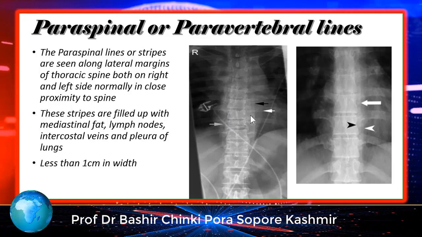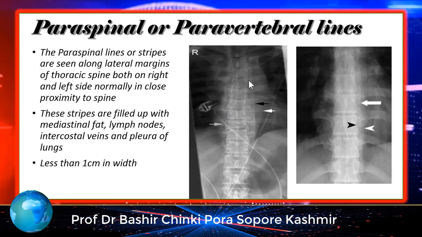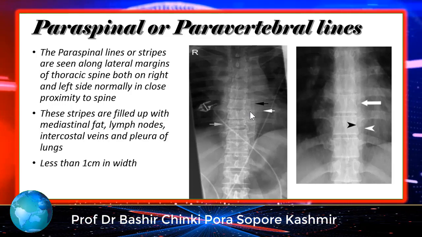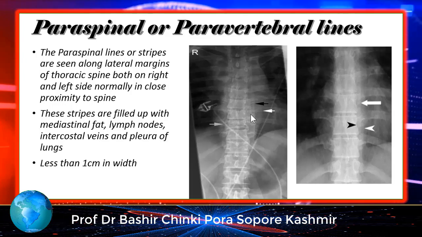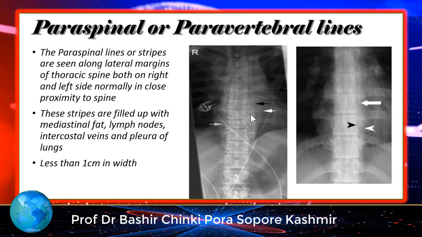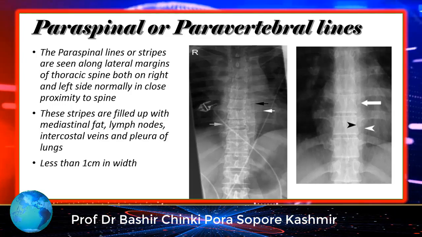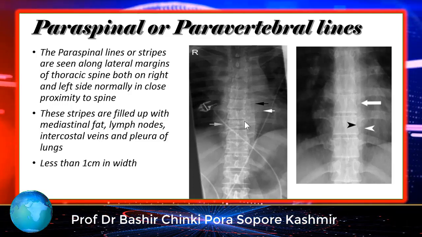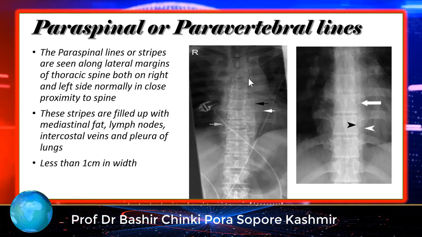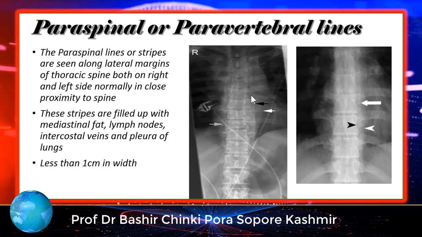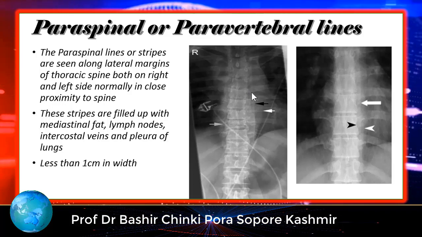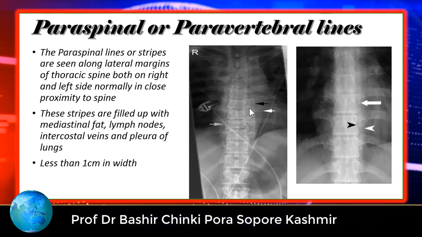This is on the left side, and these strips are filled up with mediastinal fat, lymph nodes, intercostal veins, and pleura of the lungs. And it should be less than 1 centimeter in width.